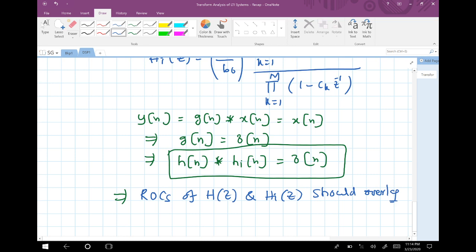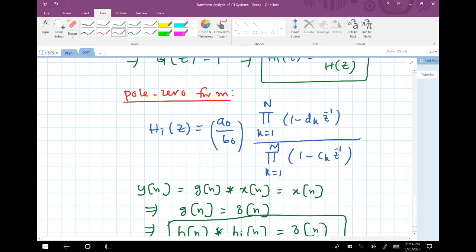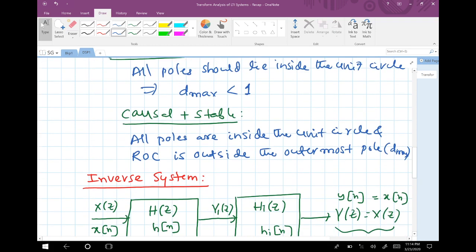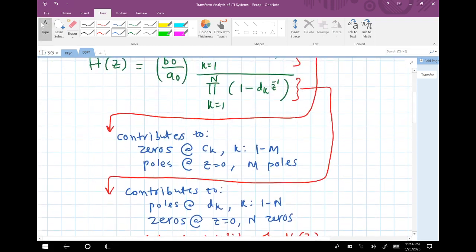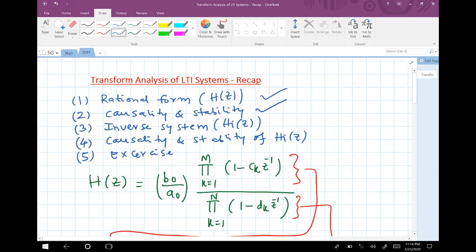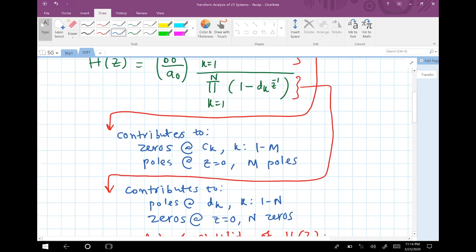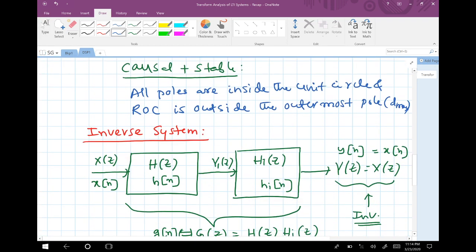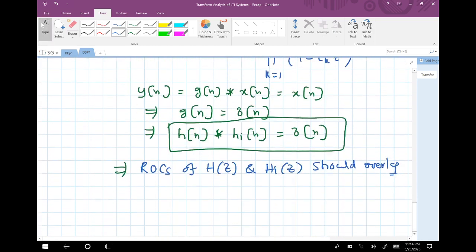Again, there could be multiple possible ROCs, which we have already discussed in the class, and anyway I will give you an exercise at the end of this lecture as well. Okay, that's as far as the inverse systems are concerned. Now let's take a look at causality and stability of Hi(z).